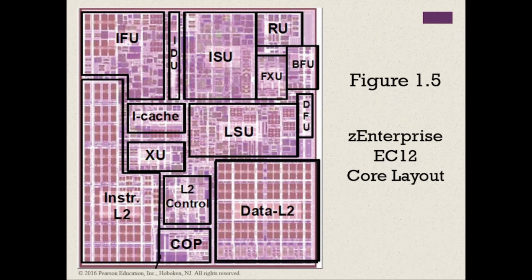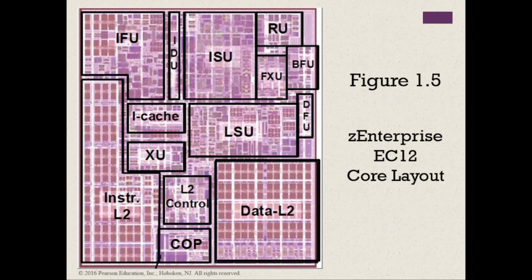And then we have the XU, or the translation unit. This unit translates logical addresses from instructions into physical addresses in main memory. The XU also contains a translation look-aside buffer, or TLB, used to speed up memory access. TLBs are discussed in chapter 8 of our lecture series. So this is the XU, or the translation unit.